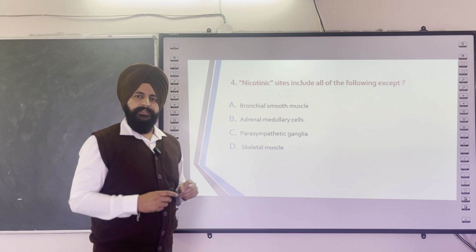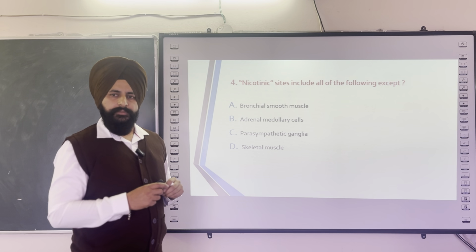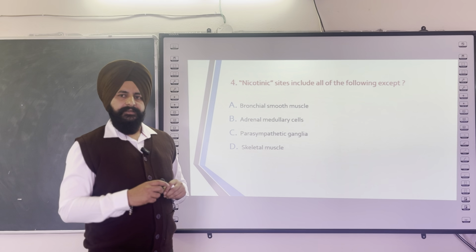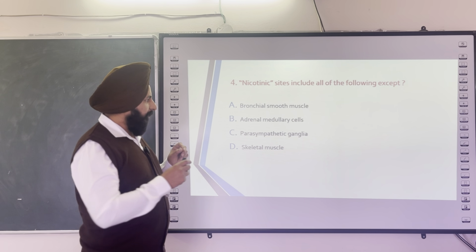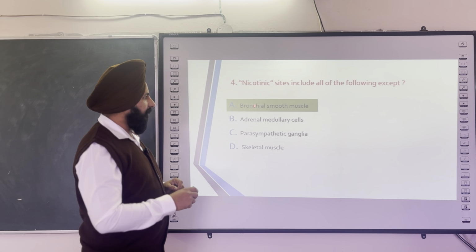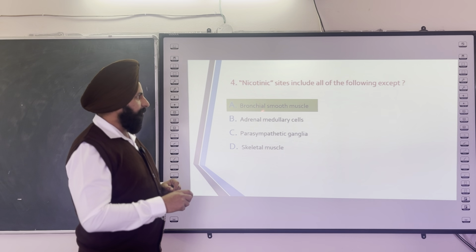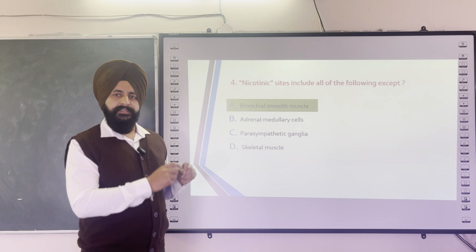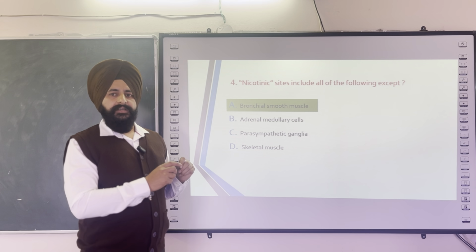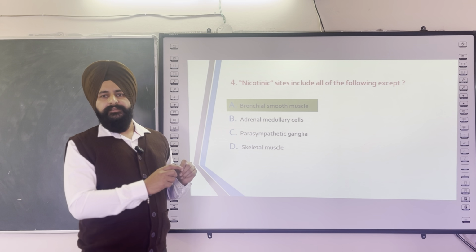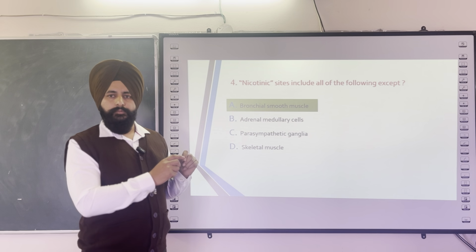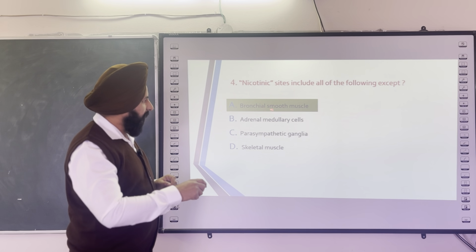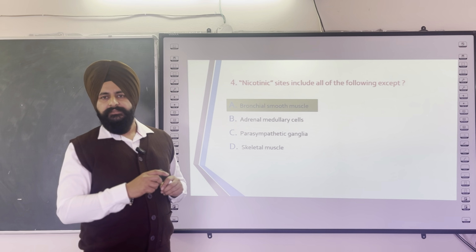You can choose the correct answer for this question, that the nicotinic receptor will not be present at the following part. The correct answer for this question is bronchial smooth muscles. So this nicotinic receptor, which is a type of cholinergic receptor, a ligand ion gated receptor, which works through sodium, potassium, and calcium influx, is not present on the bronchial smooth muscles.